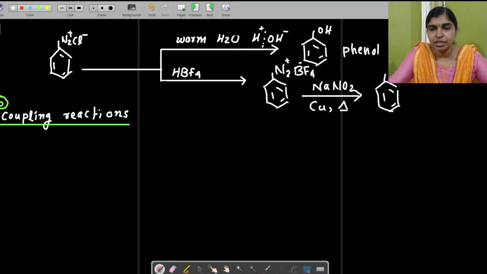Instead of fluorobenzene here, nitro group is substituted. NO2 group is substituted there with the liberation of nitrogen.